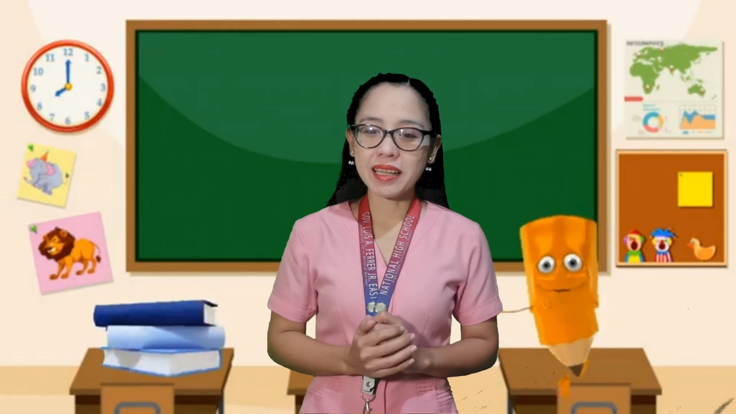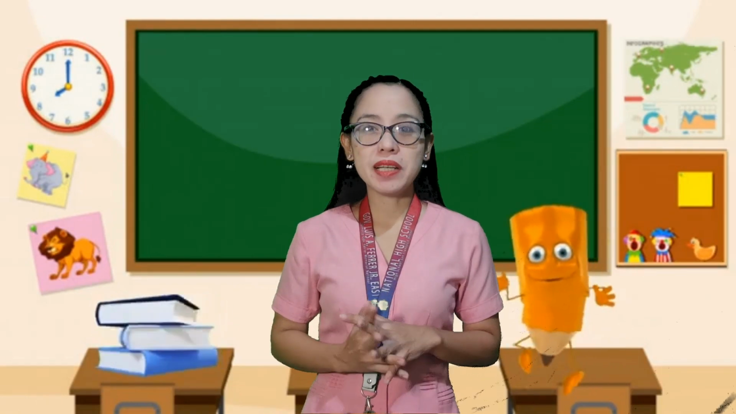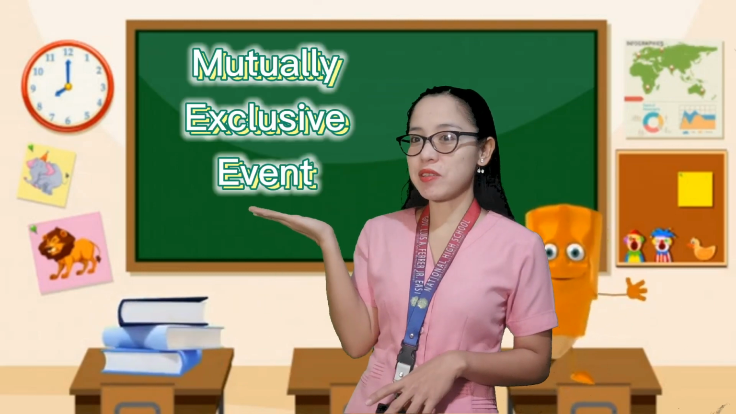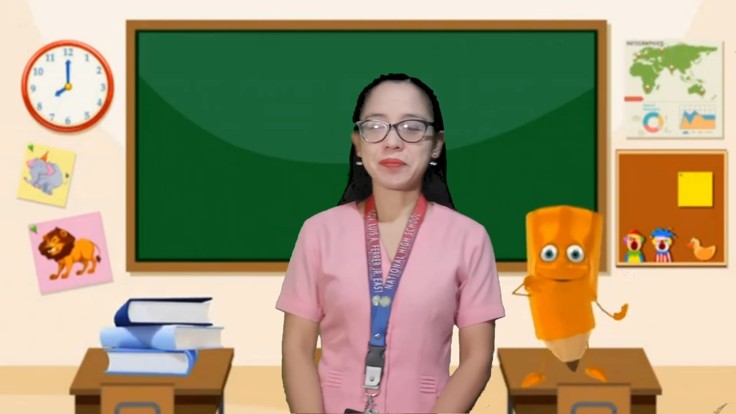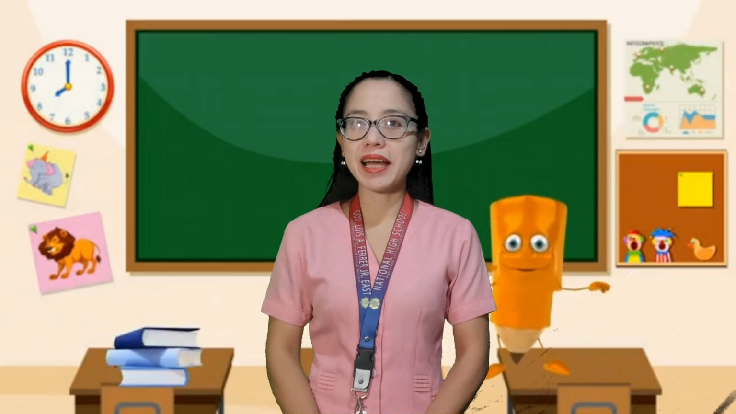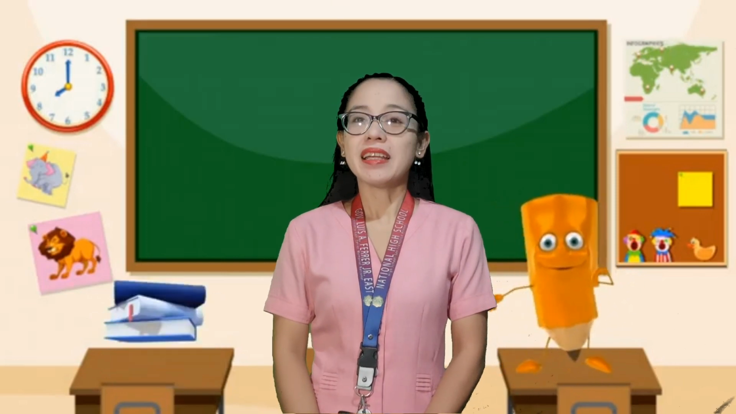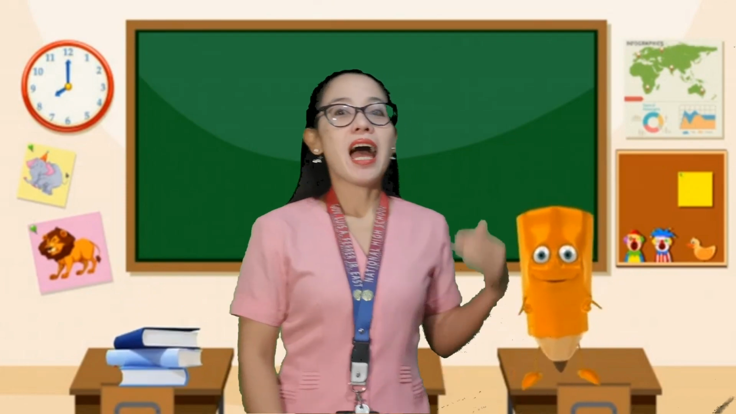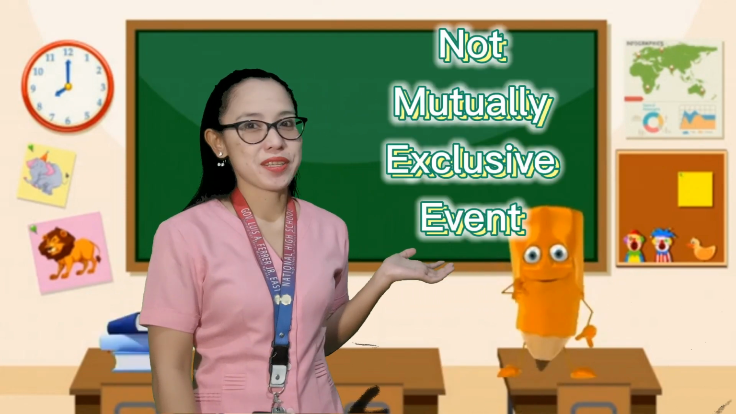So, what do you call an event that cannot happen at the same time? In mathematics, particularly probability, that is what we call the mutually exclusive event. How about the event that can happen at the same time? That is what we call the not mutually exclusive event.